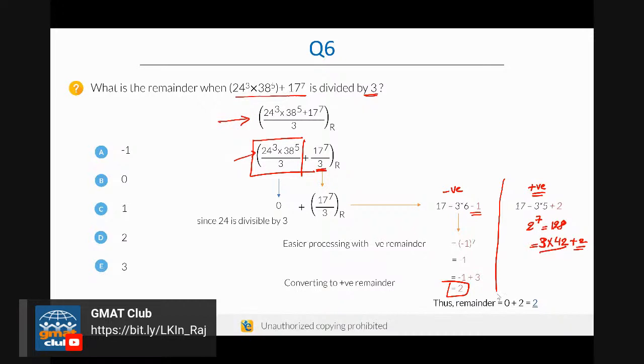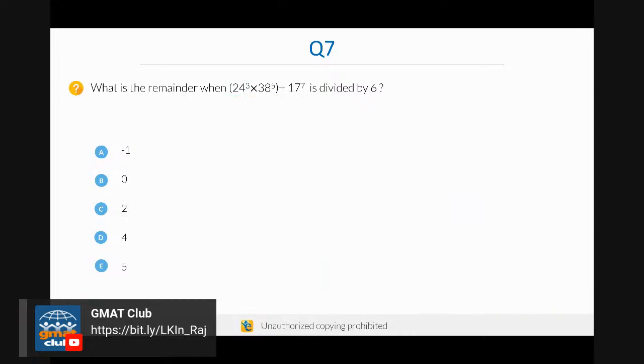So we're going to now solve another question using negative remainders. And the next one is going to be very difficult to solve using positive remainders. So I want you to focus on applying negative remainders. And here is the next question. Again, the same expression, but we are now dividing by 6.